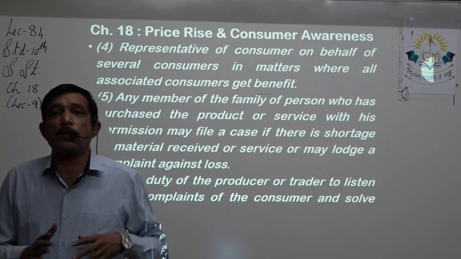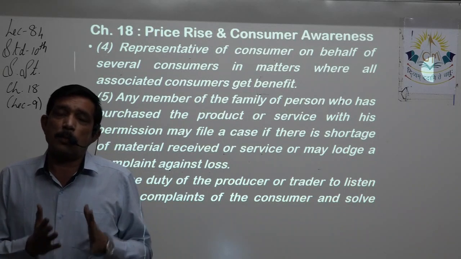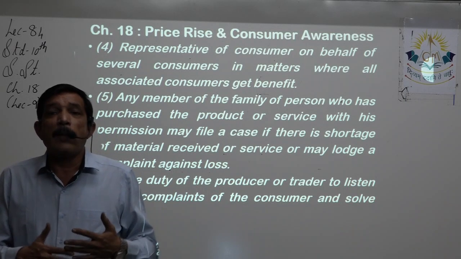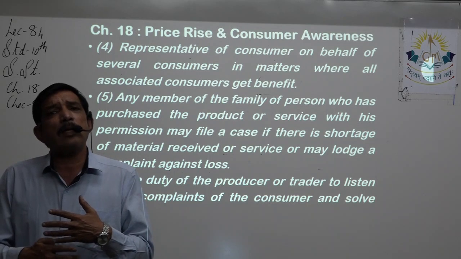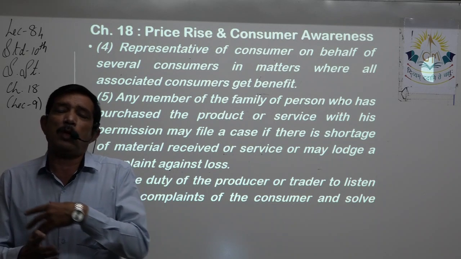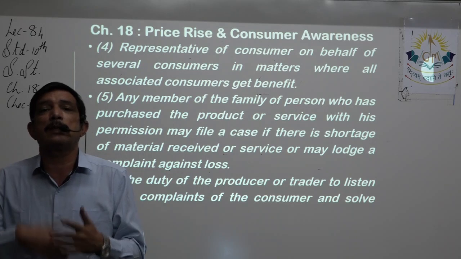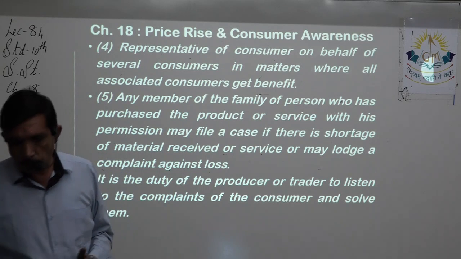The first duty is with the trader from whom you have bought it. That trader is supposed to listen to your complaints and make the adjustments at local level. I don't know why every time you have to go to the court. Now if he doesn't listen, then the next step is to file a complaint.